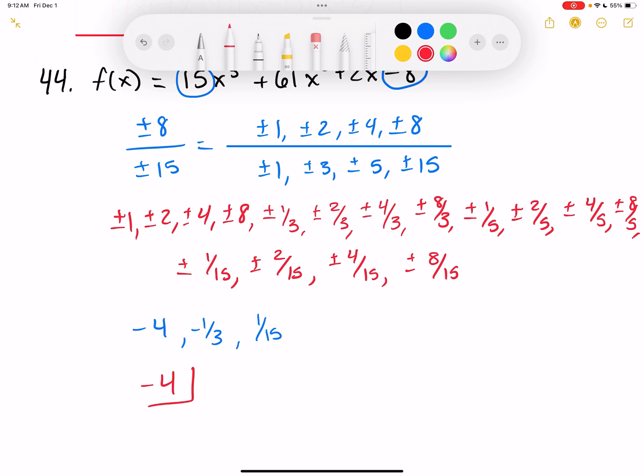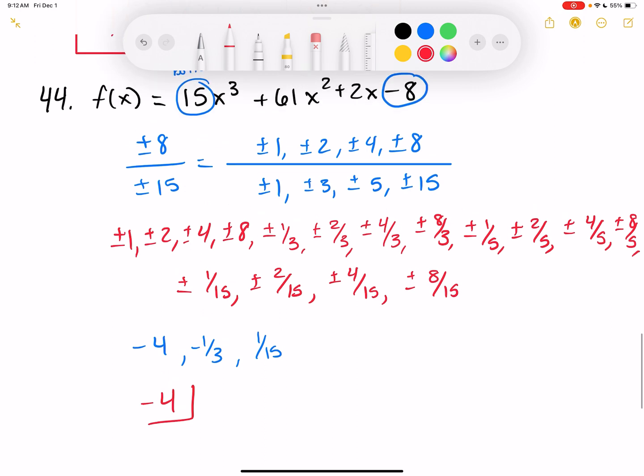So, 15, 61, 2, and -8. And I'm going to really hope and pray that this one works, because if not, we have to do fractions in synthetic. Which sometimes we have to do, and that's okay, but I like whole numbers better.